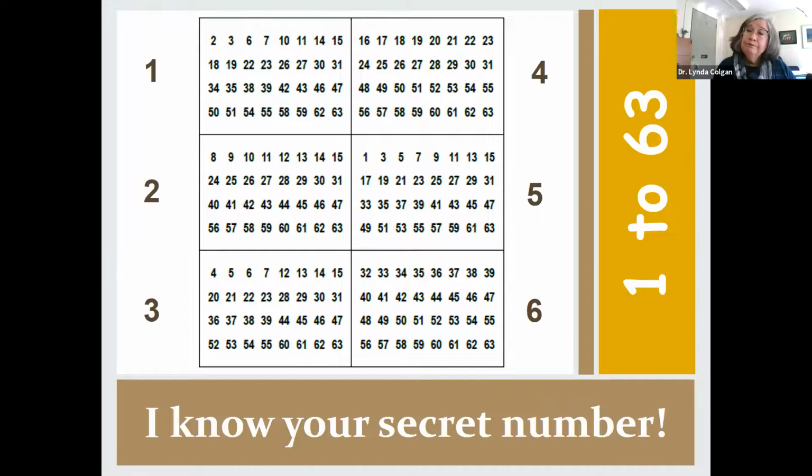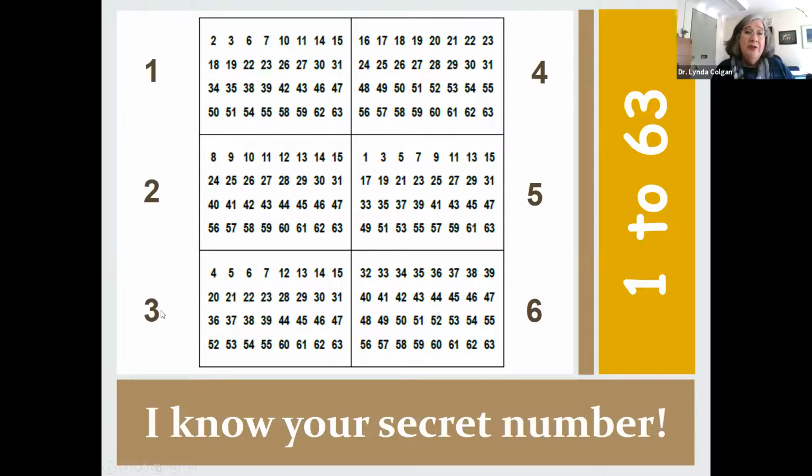I'll give you 12. Okay. So is 12 on card number 1? I don't think so. No. Is 12 on card number 2? It is. Is 12 on card number 3? Yes. Is it on 4? No. Is it on 5? Nope. Is it on 6? Nope. So all I have to do is concentrate on the fact that you told me it was on card 2 and card 3.